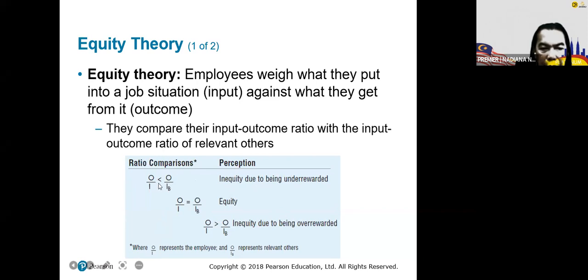This is equity, and when the ratios are not equal, this is inequity, for example inequity due to being under-rewarded. This is the equity and the inequity, where one ratio represents the employee and the other represents the relevant other.